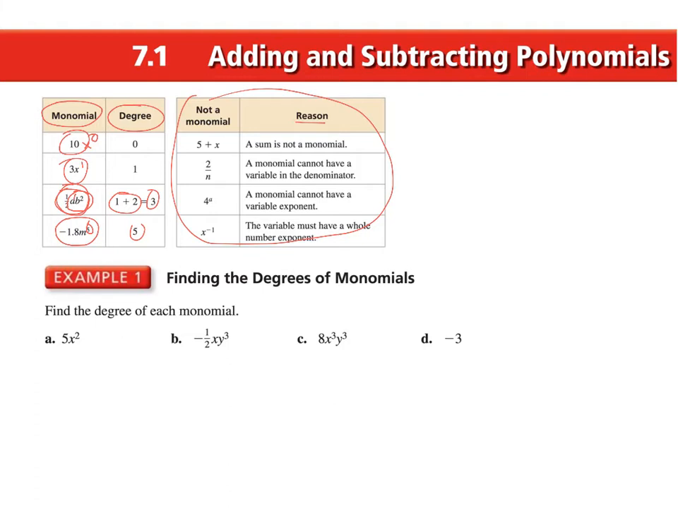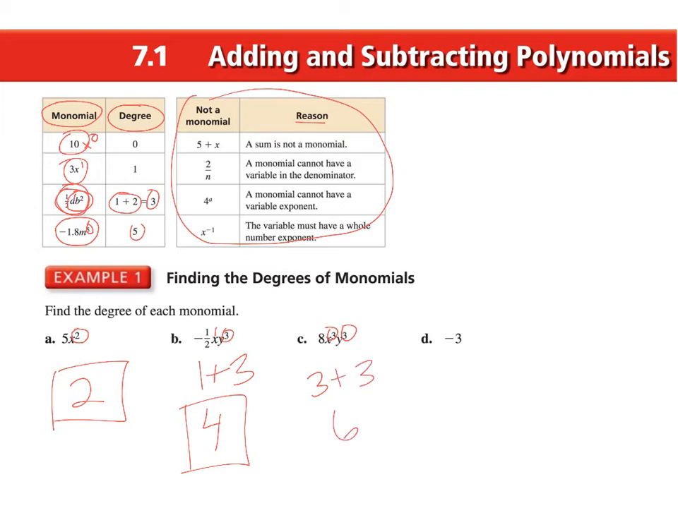Find the degree of each monomial. Well, here's our variable, and the power is 2, so the degree is 2. What's the degree of this monomial? Well, the power here is 1. Here I have 3, so 1 plus 3 is 4. Here I have 3 and 3. I'm just looking at the power of the variables. That's it. So 3 plus 3, that's 6.